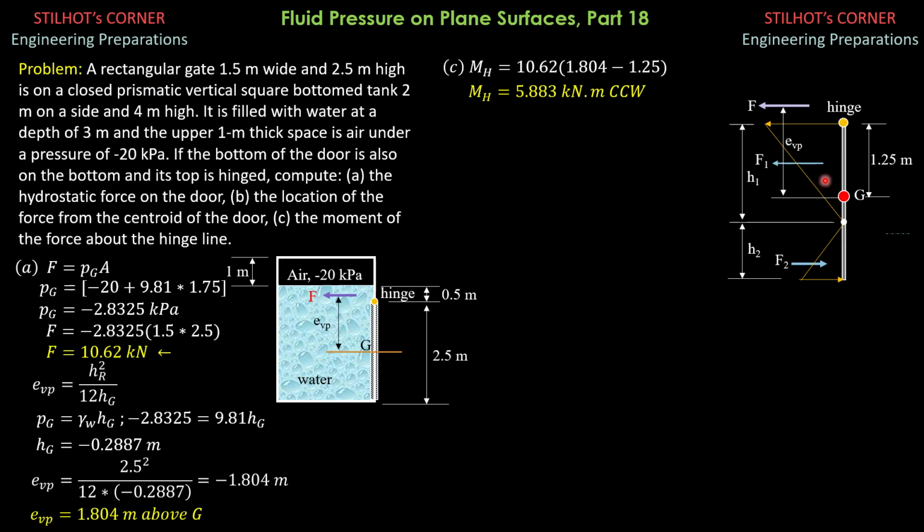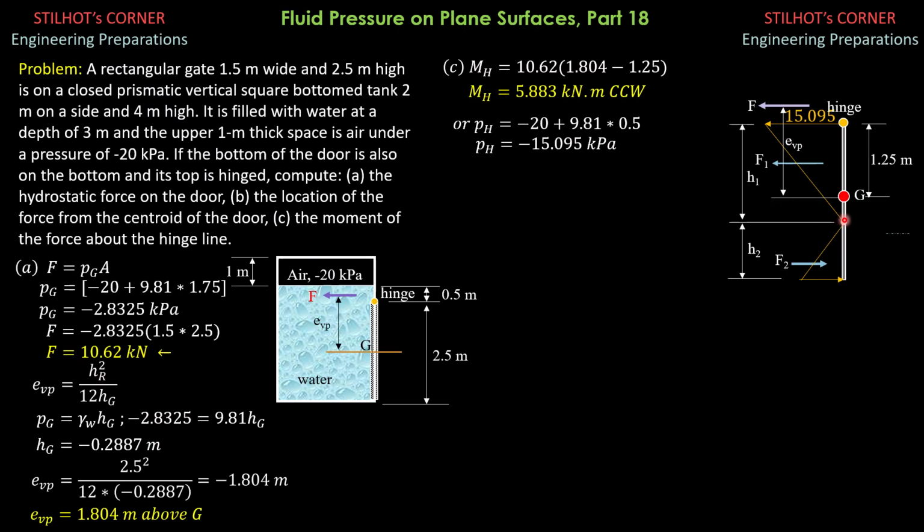So first, let's get the pressure at the hinge level, which is negative 20 plus 9.81 times 0.5. And it is negative 15.095 kilopascals. It is already indicated here going to the left. So let's make that positive because it is going to the left: 15.095 kilopascals. From there, we can now compute H1, the location where pressure is 0.